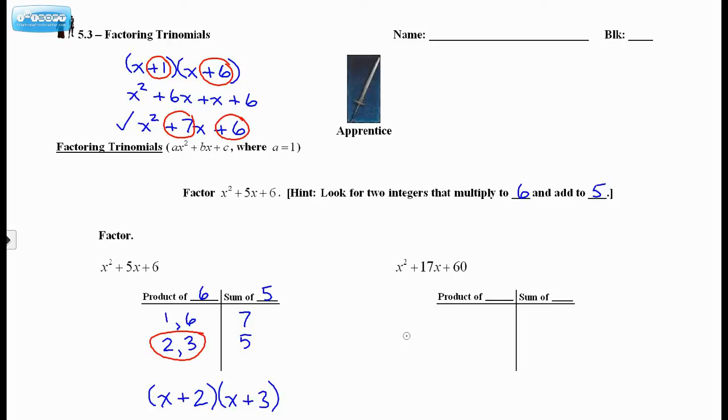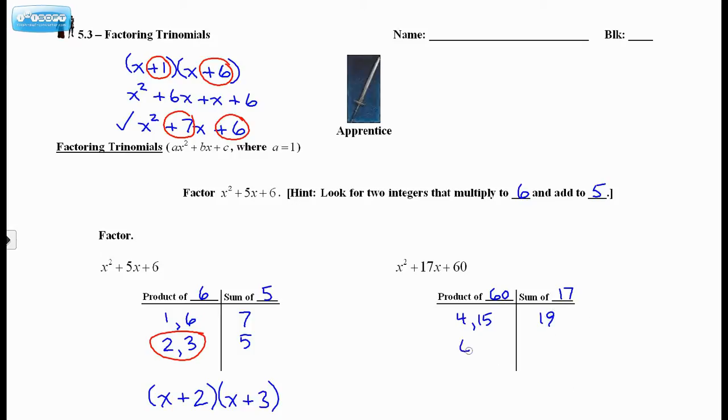Let's factor another one. x squared plus 17x plus 60. So we want to find two numbers that multiply to 60, but add to 17. So think of pairs of numbers that would multiply to 60. So for example, 4 and 15. Because 4 times 15 is 60. But if you add those together, we get 19. So we don't want that.